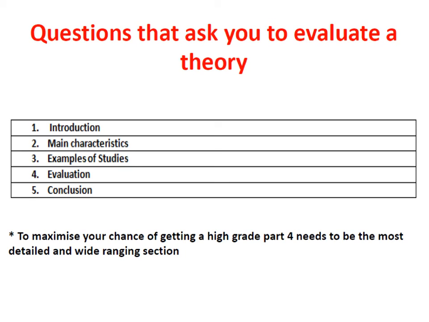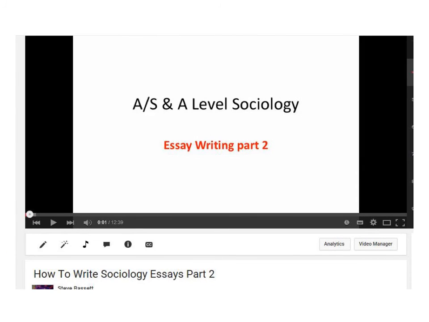Now, one of the best ways to set out a longer essay question where you've got to evaluate a theory is to use this 5-part essay structure that we've gone through in class. And remember, to maximise your chance of getting the highest grade possible, section 4, where you're evaluating the strengths and weaknesses of the theory, needs to be the longest section of your answer. And this 5-part essay structure is something that I go through in detail with examples in this particular screencast, which is the second of 2 videos that I've made about writing longer essay questions for A-level sociology.